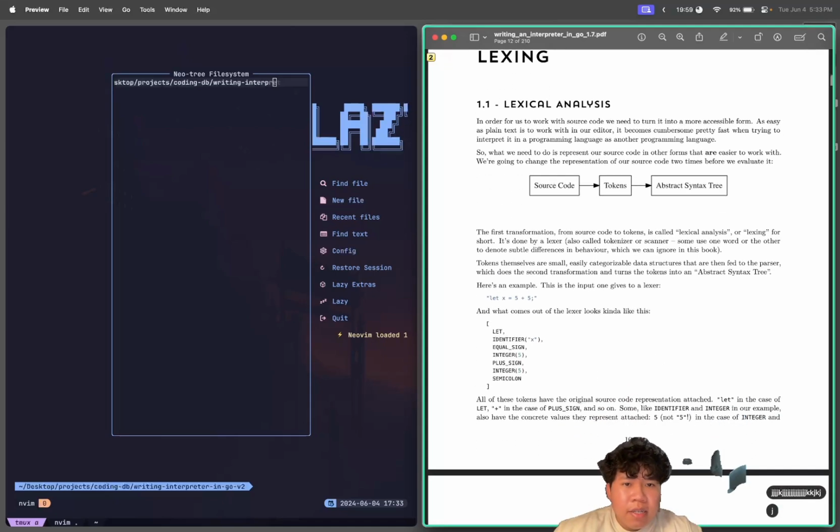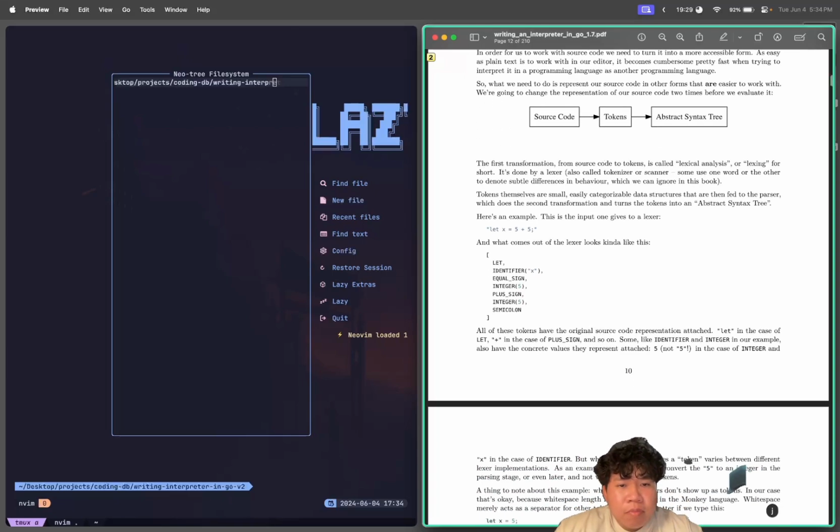Chapter 1, Lexical Analysis. In order for us to work with source code, we need to turn it into a more accessible form. As easy as plain text is to work with in our editor, it becomes cumbersome when trying to interpret it in a programming language as another programming language. So what we need to do is represent our source code in other forms that are easier to work with. We are going to change the representation of our source code 2 times before we evaluate it: source code, tokens, abstract syntax tree.